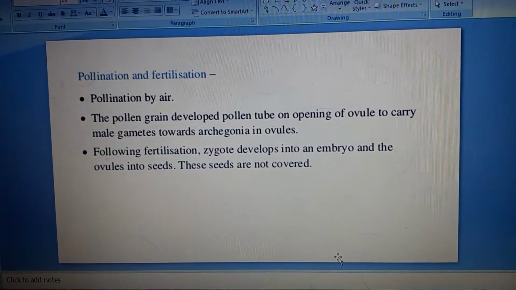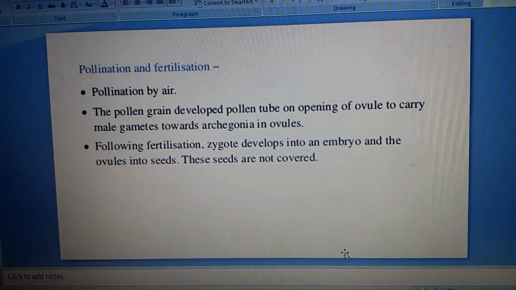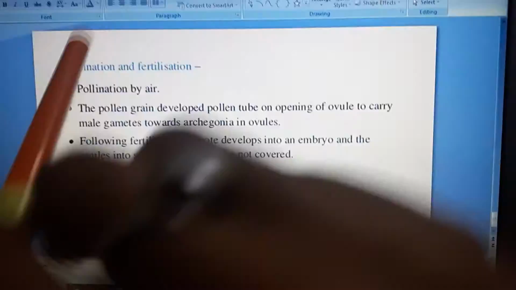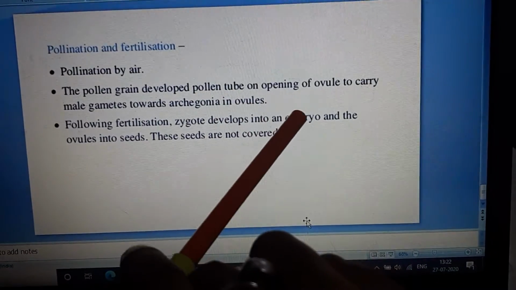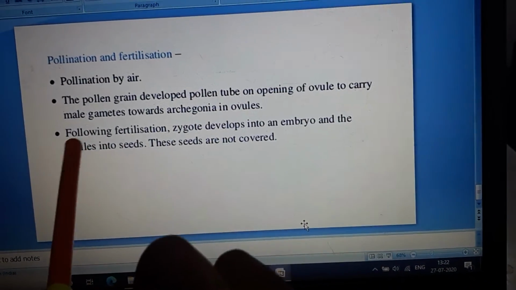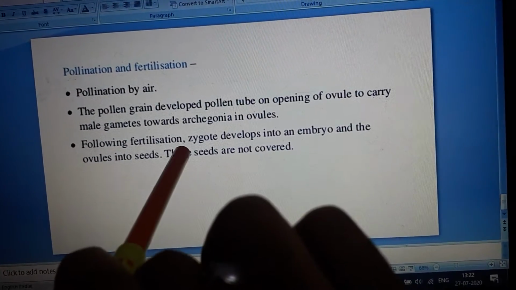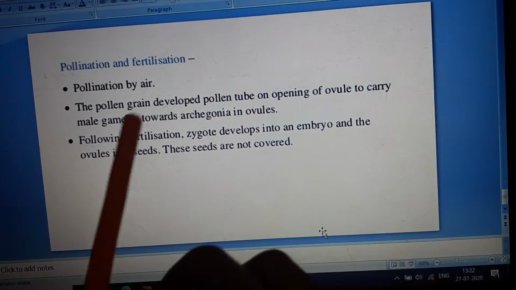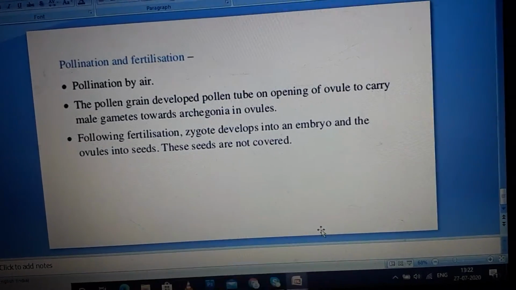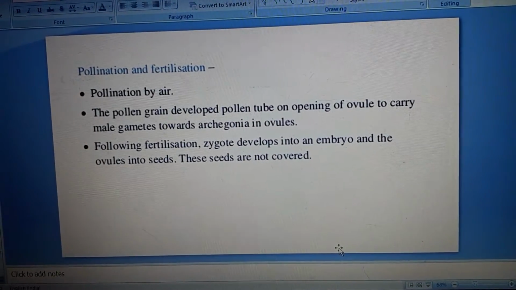Pollination and fertilization. Pollination takes place by air, and then pollen grains develop a pollen tube at the opening of the ovule to carry male gametes towards the archegonia in the ovule. Following fertilization, the zygote develops into the embryo and the ovule into the seed. Seeds are not covered in gymnosperms.